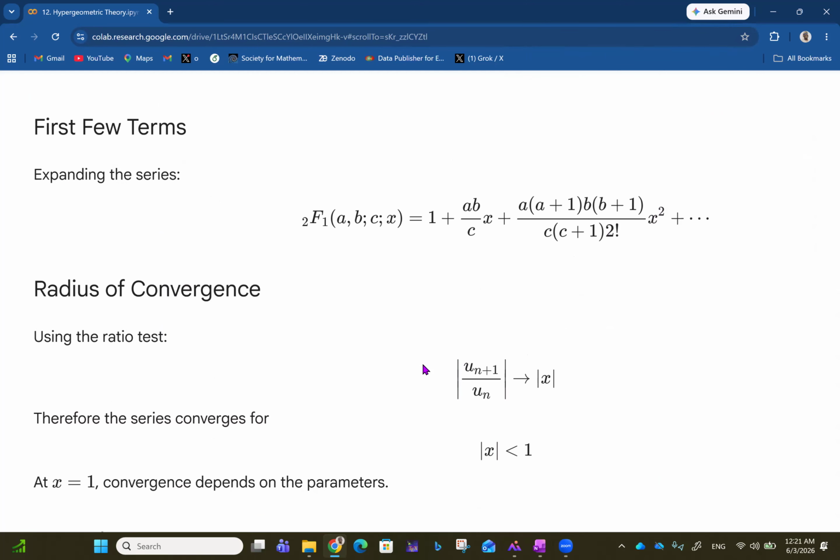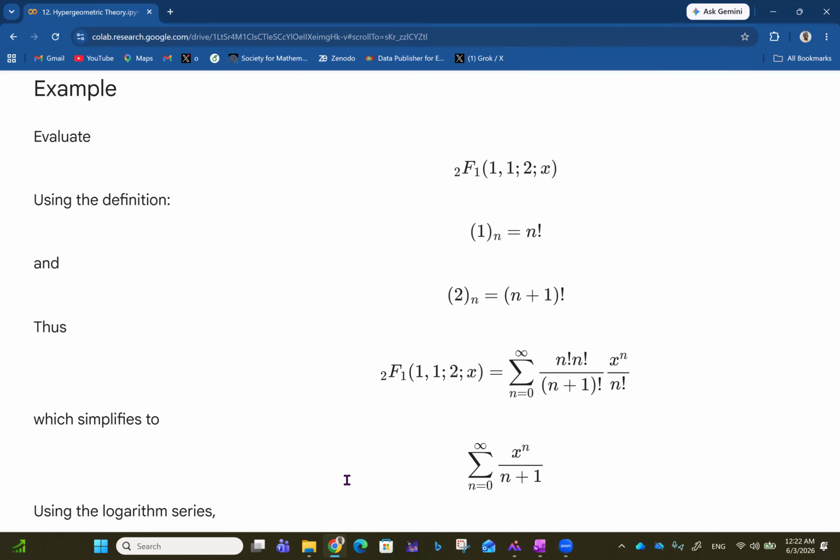Using the ratio test, we see that the absolute value of u sub n plus 1 over u sub n approaches the absolute value of x. Therefore, we can say that the series converges for absolute value of x less than 1. At x equals 1, the convergence depends on the parameters. But for absolute value of x less than 1, the series would converge.